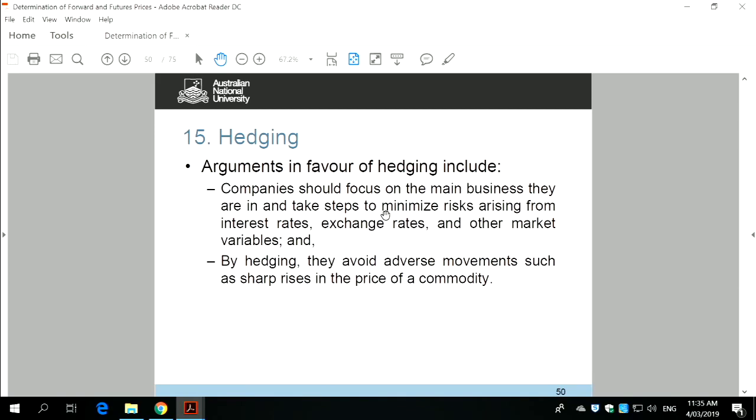What's their main course of business? Their main business is to serve the customer, right? Their main business should be figuring out how they can serve the customer to the absolute best. Now, if we have a hedging tool in place that allows Qantas to hedge off the aviation fuel price risk, they don't have to worry about the aviation fuel price going up or down. They can just do what they do best, which is serving their customers. So that's the argument in favor of hedging: companies should focus on the main course of the business that they are in.